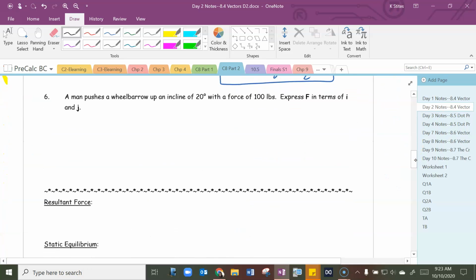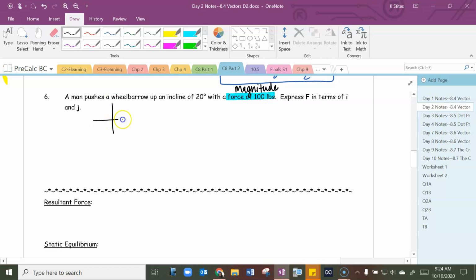All right, next, a man pushes a wheelbarrow up an incline of 20 degrees with a force of 100 pounds. Express F in terms of i and j. So this force of 100 pounds is actually representing our magnitude. It's how large of a force it is, which up until this point, we've just thought of as the length of our arrow, but now we're actually looking at this in terms of a real context. So that force of 100 pounds is our magnitude.